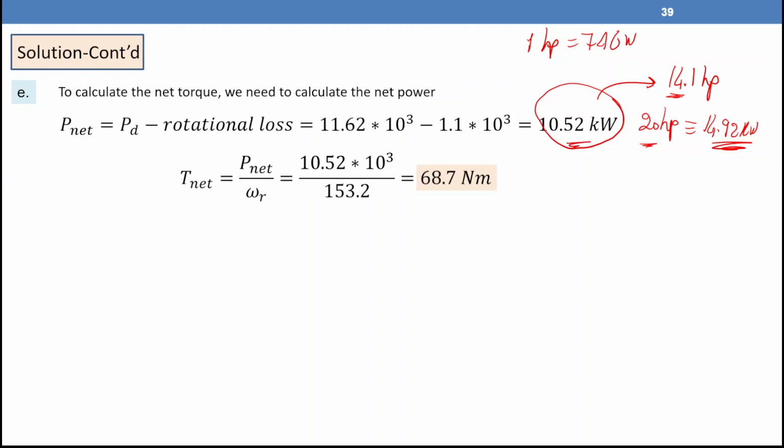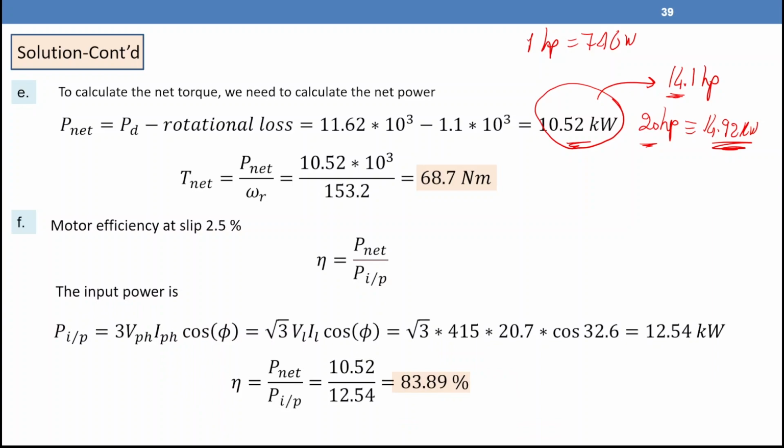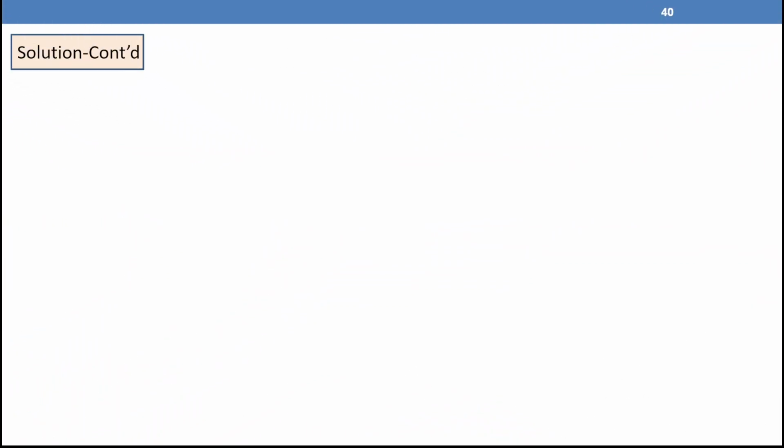But at this specific value of the slip, 2.5%, we are under the rating, from 20 horsepower to 14 horsepower. So how do we calculate the motor efficiency at this slip? The motor efficiency is net power over input power, and the input power is 3 V phase I phase cosine phi, or you can use root 3 V line I line cosine phi. But remember that cosine phi is the same cosine phi here, which is the angle between V phase and I phase. So input power is 12.54 kilowatt, and the efficiency in this case will be P net over P input, 83.9%.